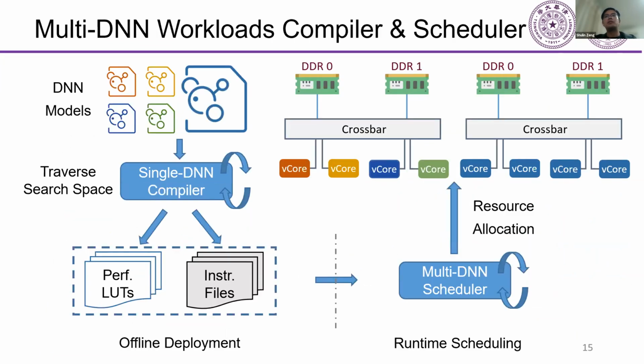Next, let's take a look at the traditional process of compiler and scheduler to support multi-DNN workloads in the cloud. At first, the input DNN models are processed by the compiler one by one during offline deployment. The compiler will traverse the search space to generate the performance lookup tables and instruction files with all the configurations considered. After that, the multi-DNN scheduler will take the performance lookup tables as input to manage the resource allocation during runtime, and the target instruction files will be loaded to the target core or node.